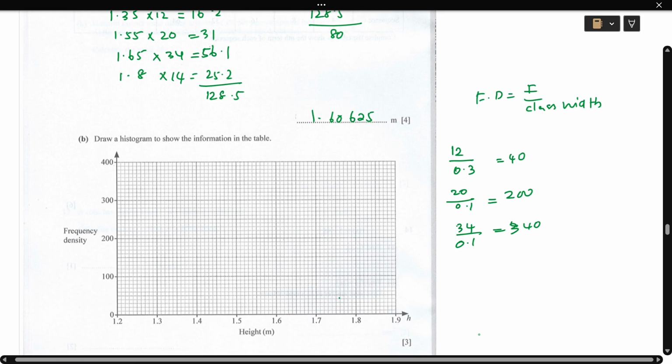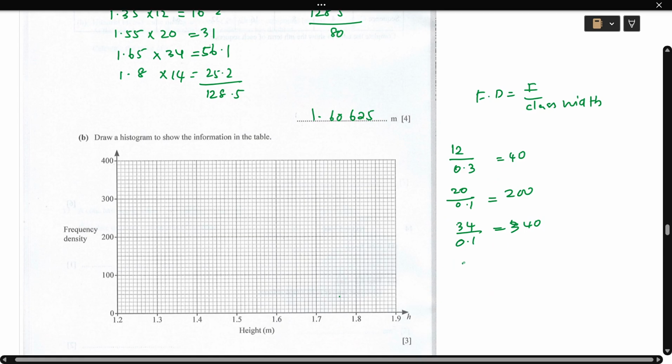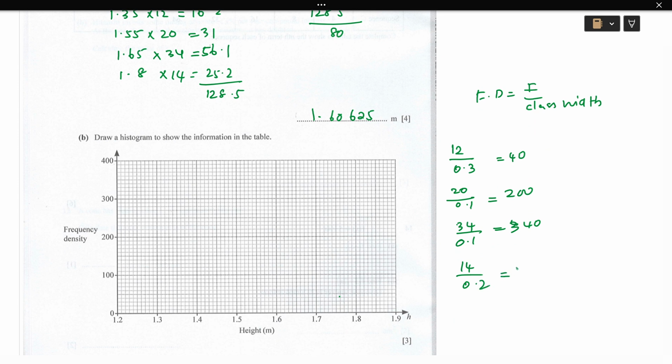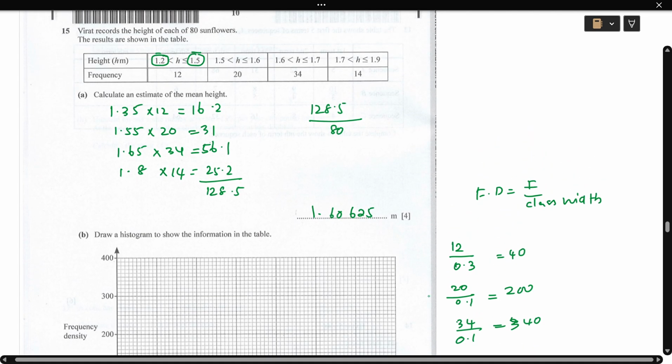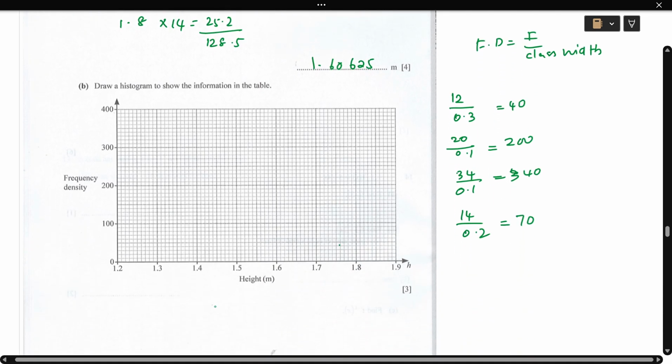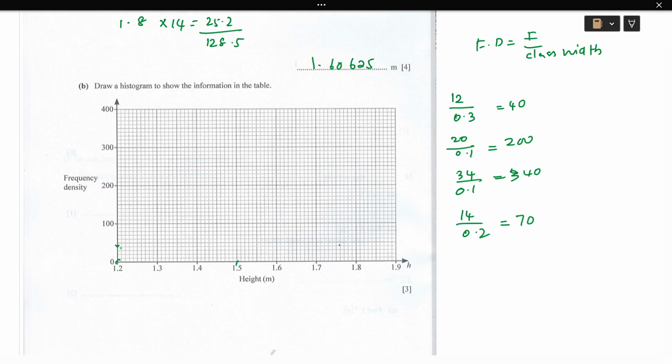Next 14. Next is 14 divided by 0.2, which is 70. So I got the frequency density. First is 1.2 to 1.5, here to here, which is 40. 40 means it comes here, so 40 is here. Yeah, so we have to draw the proper line with the ruler. Then just put some shading.